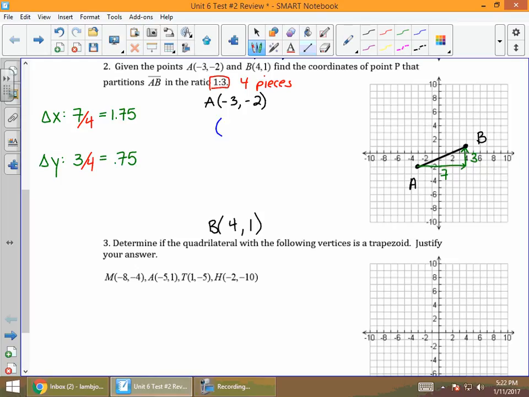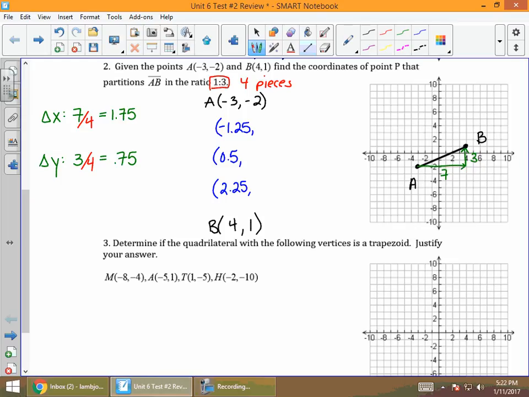All right, my first point. I take my X and I have to add 1.75. So -3 plus 1.75 is -1.25. To get the next point, I add 1.75 again, and I get 0.5. I add 1.75 again, I get 2.25. And when I add 1.75 again, I get 4, which is the answer that I want down there in B.